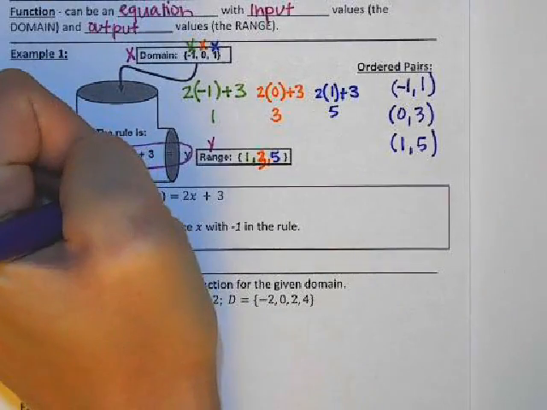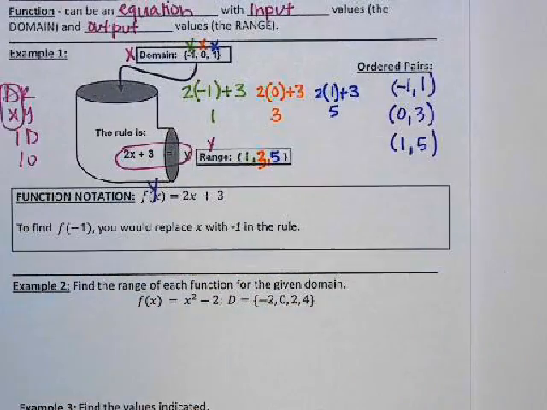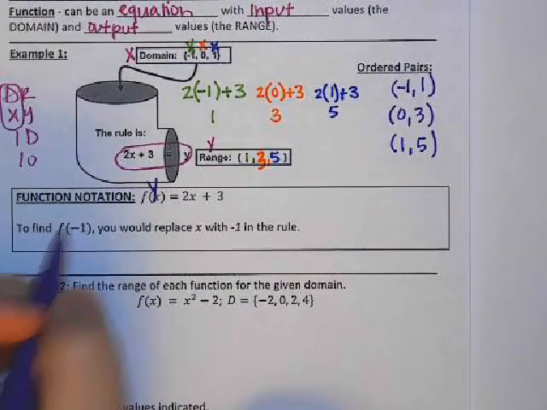It means the same thing. F of x really is just y. It's just a fancy way to write it. It is a weird way, I agree. I wish they wouldn't do it, but they do. Okay? So, f of x really just means y equals 2x plus 3. What it says is find f of -1.